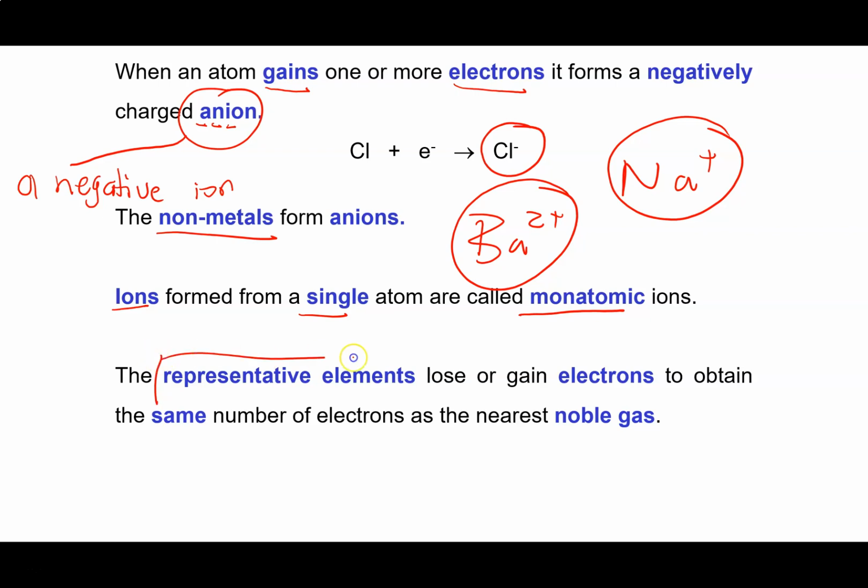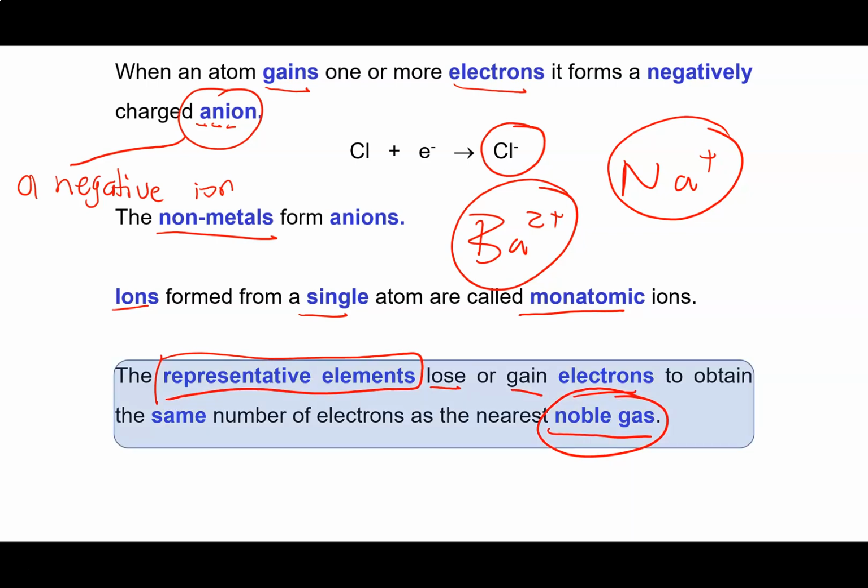For the representative elements, we can figure this out pretty easily. The representative elements always lose or gain electrons to obtain the same number of electrons as the nearest noble gas. Once they get a noble gas configuration, they stop being reactive. They lose or gain electrons until they become like a noble gas, and then they just stop. Noble gases are unreactive, so they're just going to stop reacting. So that's our key to figuring out what these charges are.